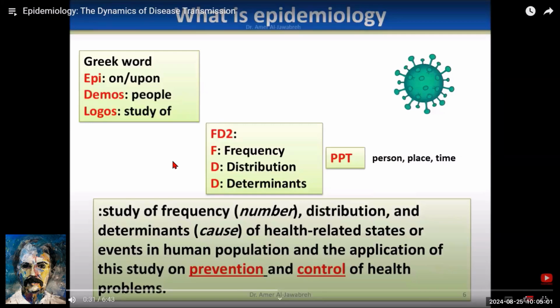So why do we study epidemiology? Because we have public health: preserve, promote, and prevent, which means control at the end. This you can find in chapter 1 of the epidemiology textbook.